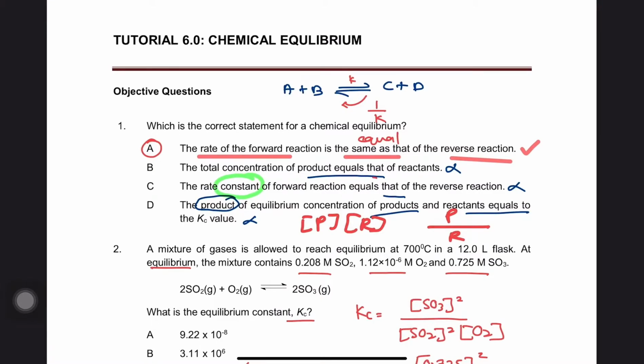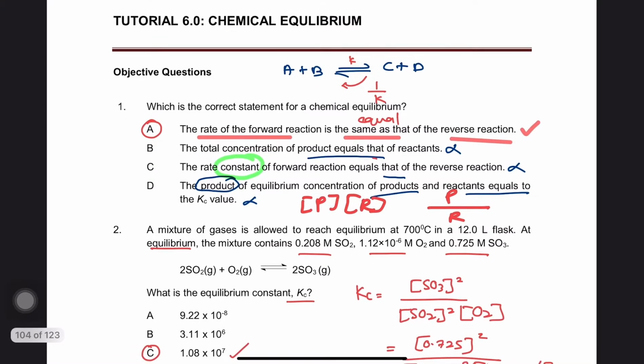Hi again all. In this video I'll be discussing chapter 6 objective questions from the guided tutorial module. Okay, so let's begin with question 1. First question: which is the correct statement for chemical equilibrium? Let's read all 4 statements before coming to a conclusion, although there's already answers there.